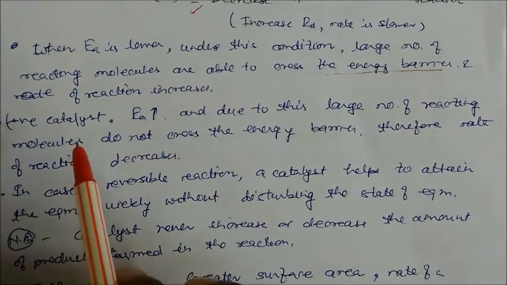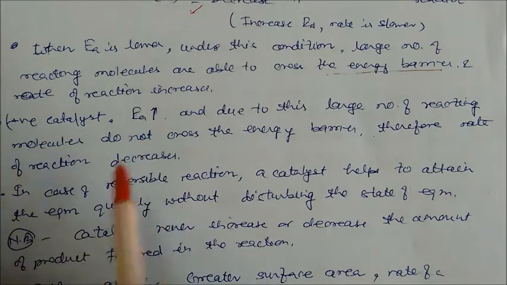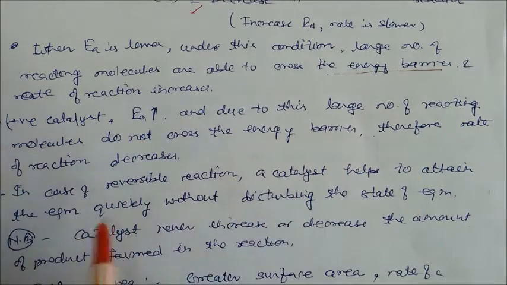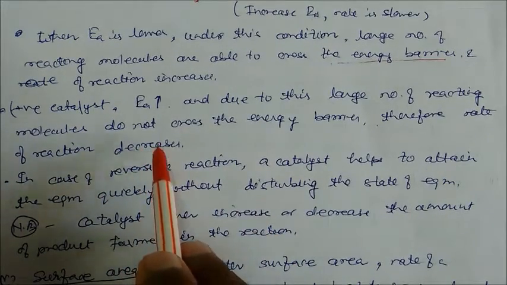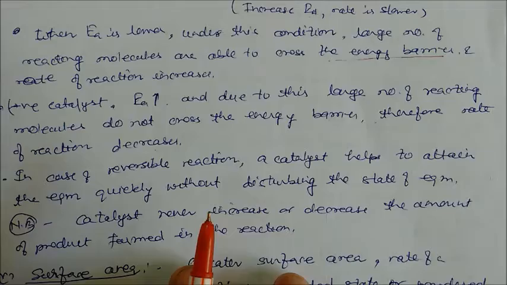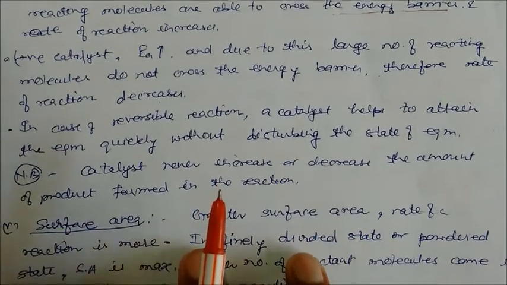And in case of negative catalyst, what happens? The activation energy increases, and due to this, a large number of reacting molecules do not cross this energy barrier, therefore the rate of reaction decreases. So this is the reason for the decreasing and increasing of the rate of chemical reactions.